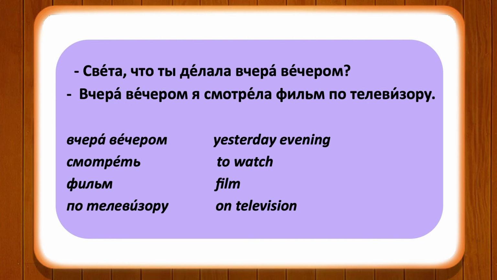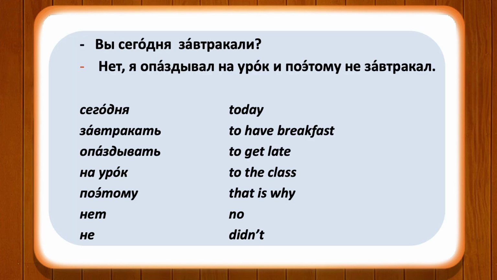Ya here is used in reference to Sweta, and that is why the verb is conjugated in feminine form. Včera večeram ja smatrela film po televizoru. Yesterday evening I watched a film on television. The next dialogue is Вы сегодня завтракали?